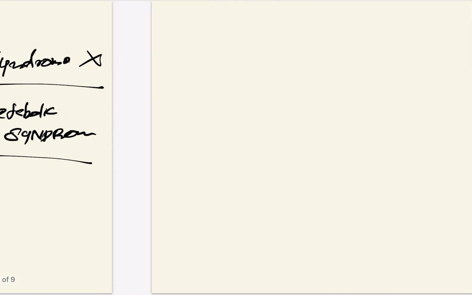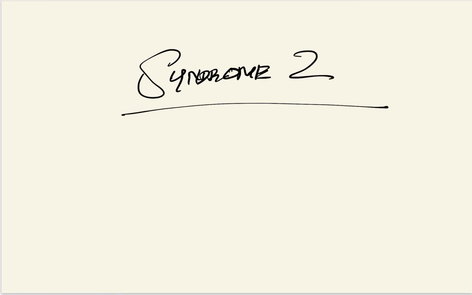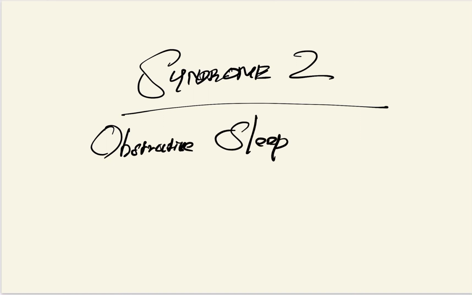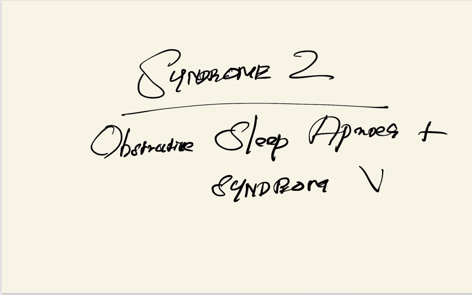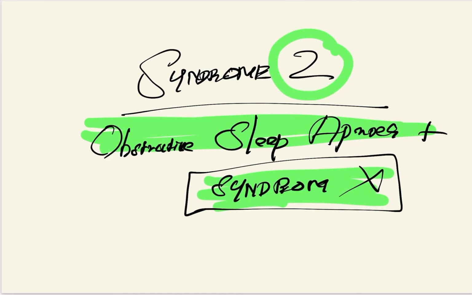Now the next question is, what then is syndrome Z? Syndrome Z is nothing but obstructive sleep apnea plus syndrome X. If there is syndrome X along with obstructive sleep apnea, then we say that is syndrome Z.